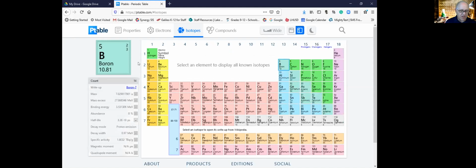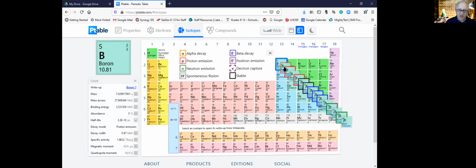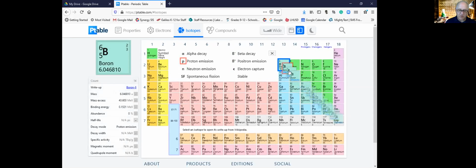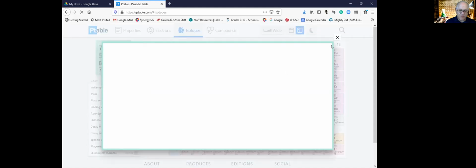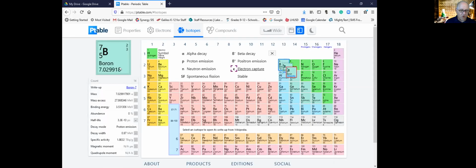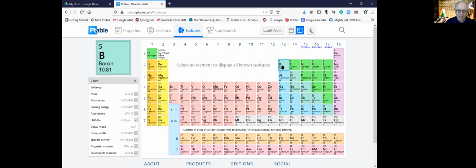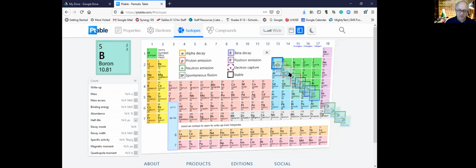But the most common isotope of boron, look at the top left, is boron. It's element number 5, and its average atomic mass is 10.81. But if I look at another isotope of boron, how about we look at boron 7? Boron 7 still has 5 protons, but it has 7 neutrons.